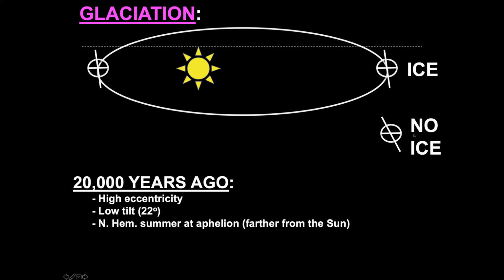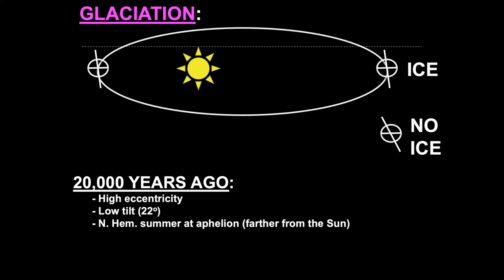In this example, no ice because it is a much more tilted Earth, meaning the summer is hot enough to melt the snow that fell during winter. So every fall and winter, the next year, you have to start from scratch, okay?